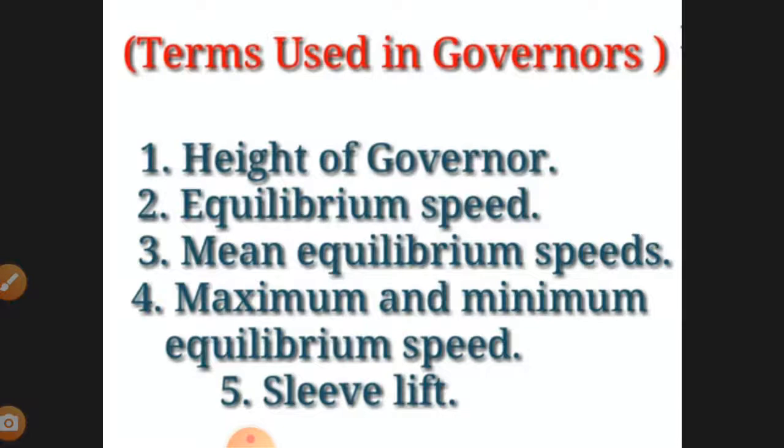Now the second last term, maximum and minimum equilibrium speed. The speeds at the maximum and minimum radius of rotation of the balls without tending to move either way are known as maximum and minimum equilibrium speeds. Okay, now the last term, sleeve lift. It is the vertical distance which the sleeve travels due to change in equilibrium speed.